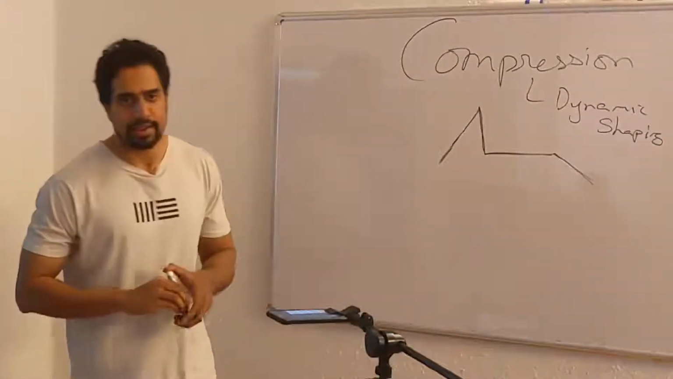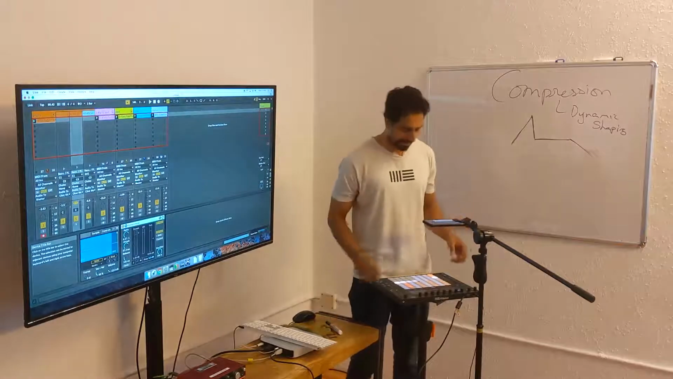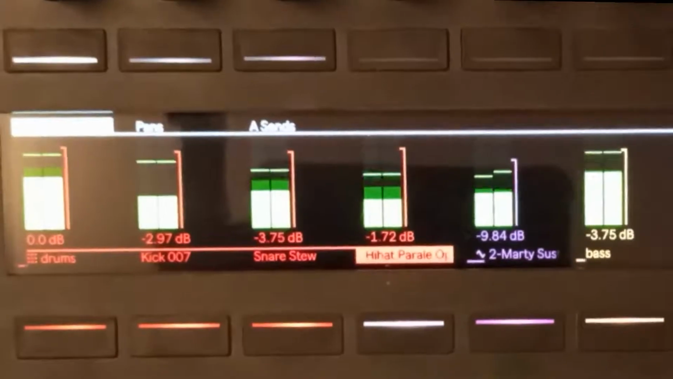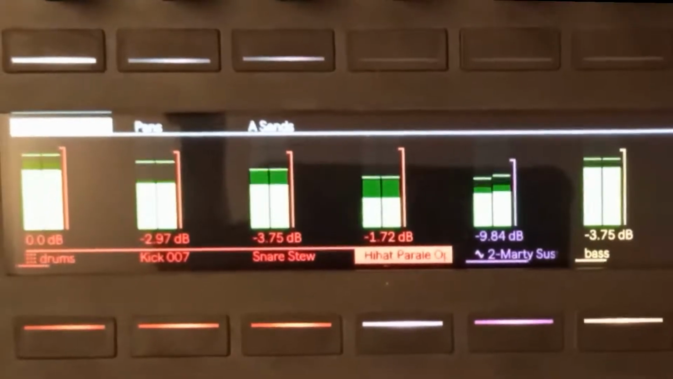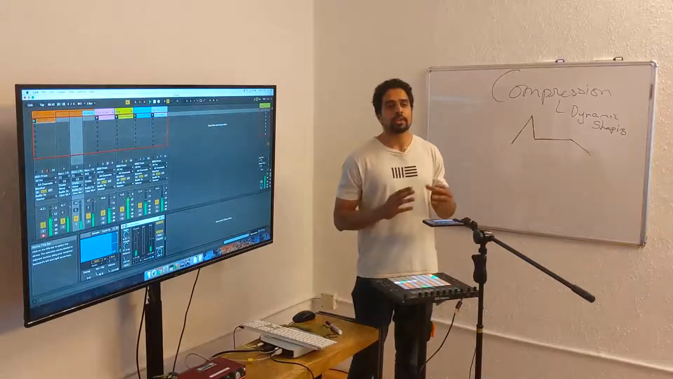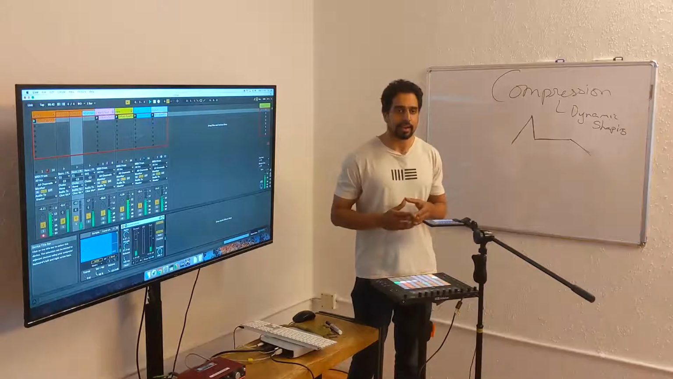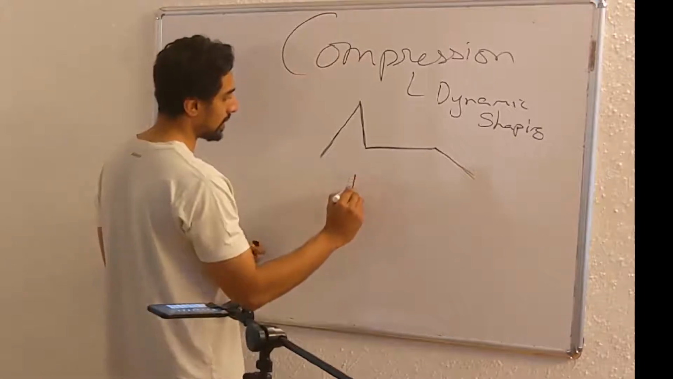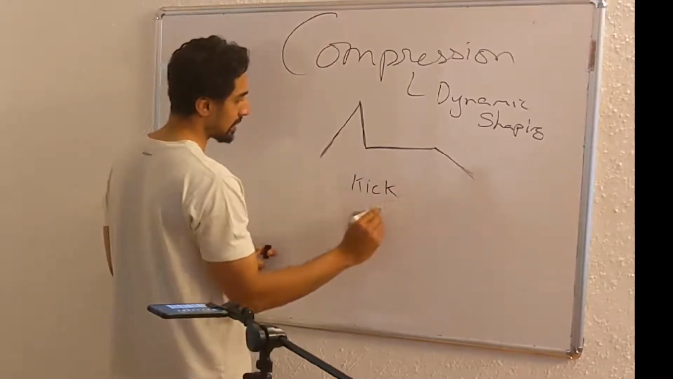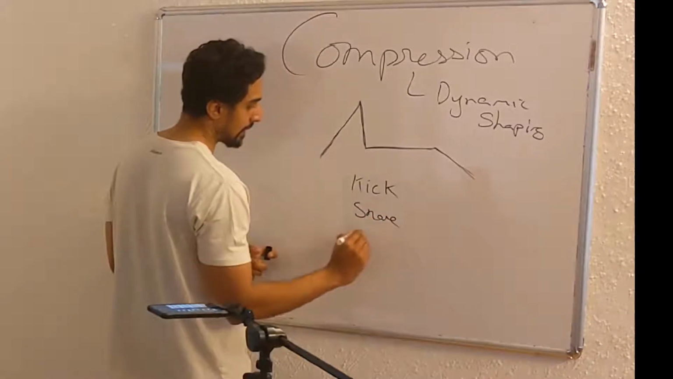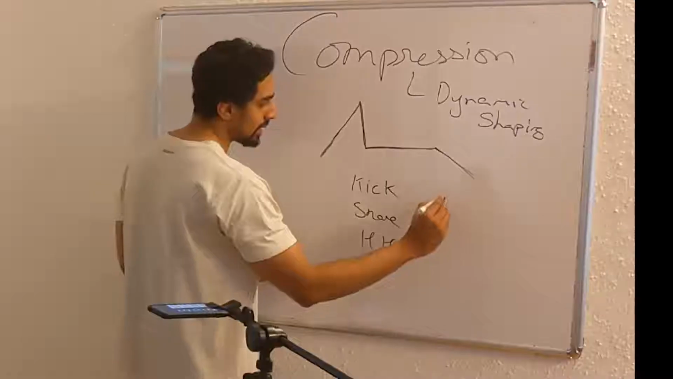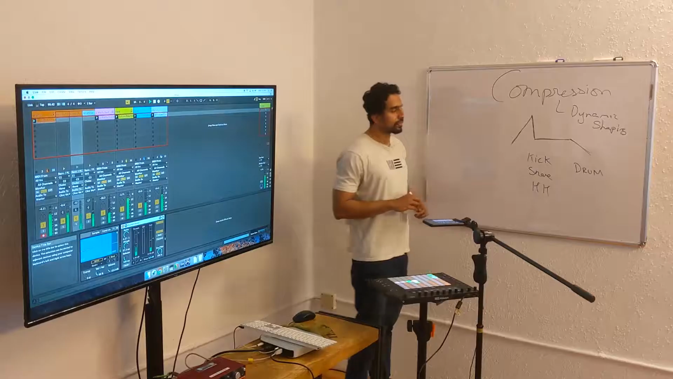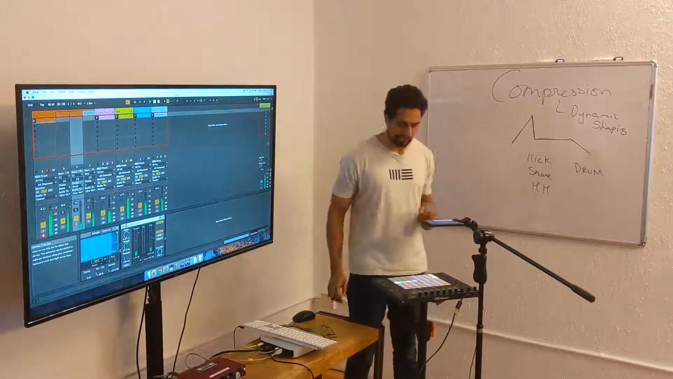So I've put together a track that's got a kick, snare, hi-hat, and some rhythm elements with a bass. So let's listen to that. As you can hear, there's a kick, there's a snare, there's a hi-hat. So what I'm going to do is demonstrate compression on these individual instruments, as well as the entire drum bus. Okay, and we're going to use different settings for these things.